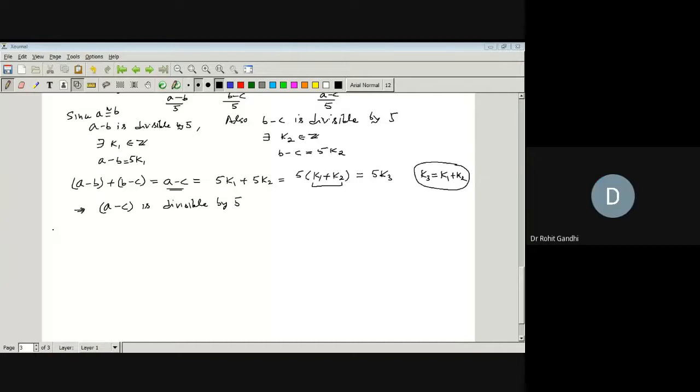So that means this relation is an equivalence relation. The relation we have defined is an equivalence relation.